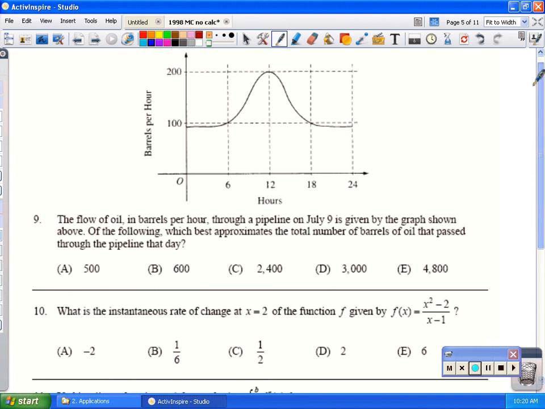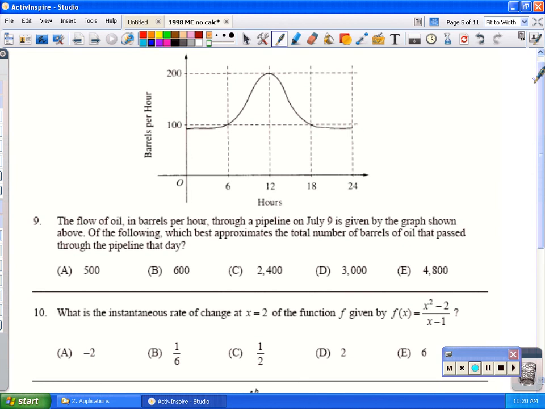Number 9, they're asking me to collect oil, accumulate oil, aren't they? That is area under a curve. So we're going to count blocks. This is 6 by 100, so this is about 600 barrels each. This is half of 600 barrels and another half of 600 barrels. I'm going to add up those numbers and I'm going to get about 3,000 barrels.